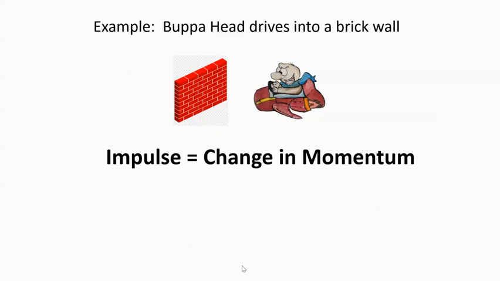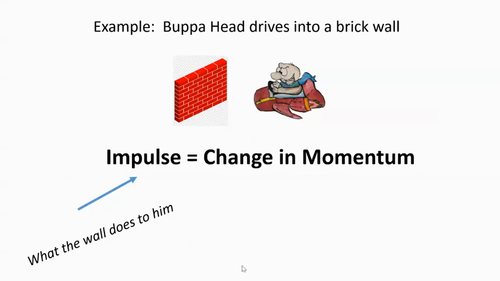What up, everybody? Today we're talking about impulse and change in momentum, and we're looking at an example where Bubba Head drives into a brick wall. That's going to have an impulse because the wall is going to put a force on him, and it's going to have a change of momentum, and those two are going to be equal to each other.